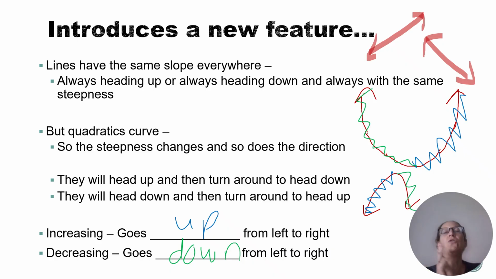Please, please, please do not try to memorize a pattern here. Every year I have students that say, okay, if the parabola is like this, then decreasing is on the left and increasing is on the right. And if it's like this, then decreasing is on the right and increasing on the left. Don't do that, okay? I understand that there's a temptation to. What I want you to work on is learning the definition. Increasing is heading up as you go from left to right. Decreasing is heading down as you go from left to right.